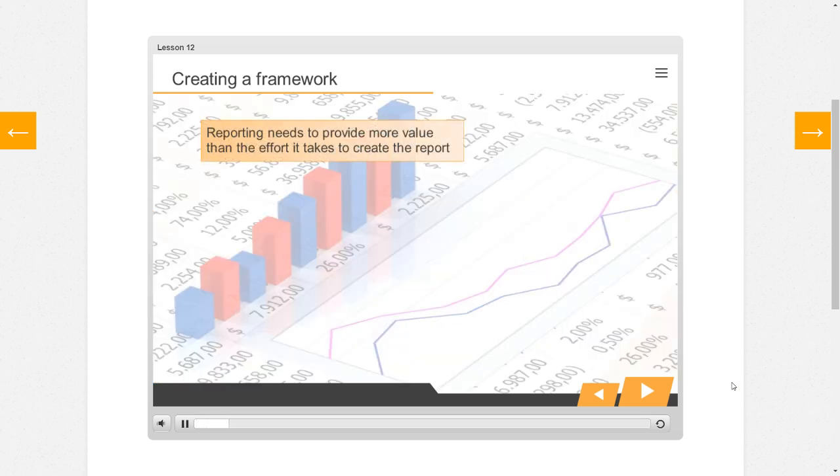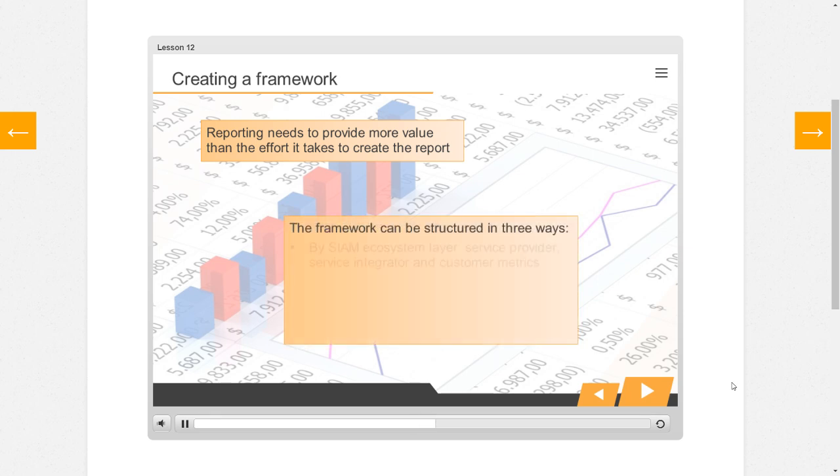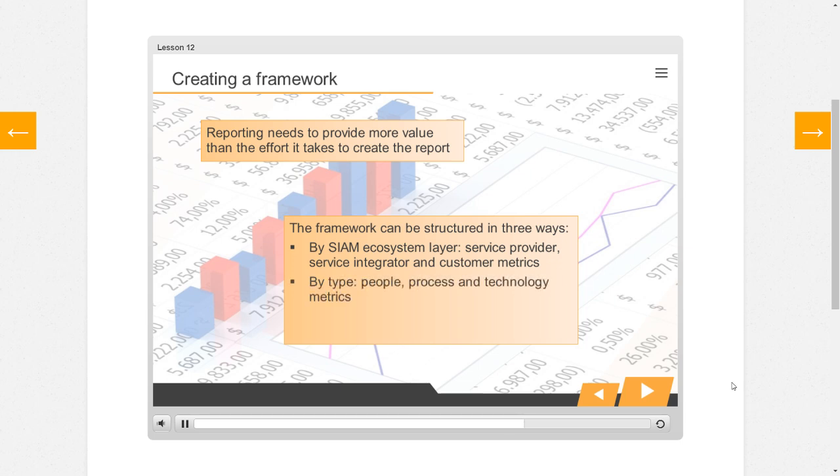Reporting needs to provide information that is of more value than the time it takes to produce the report. Otherwise, it is a wasteful activity. There are different ways to structure the performance management and reporting framework, so the service integrator will need to decide what is most appropriate to meet the customer organization's needs. The framework can be structured in 3 ways: by SIAM ecosystem layer, service provider, service integrator, and customer metrics; by type, people, process, and technology metrics; by hierarchy, strategic, tactical, and operational metrics. The most appropriate structure will be designed and implemented as the SIAM roadmap progresses.